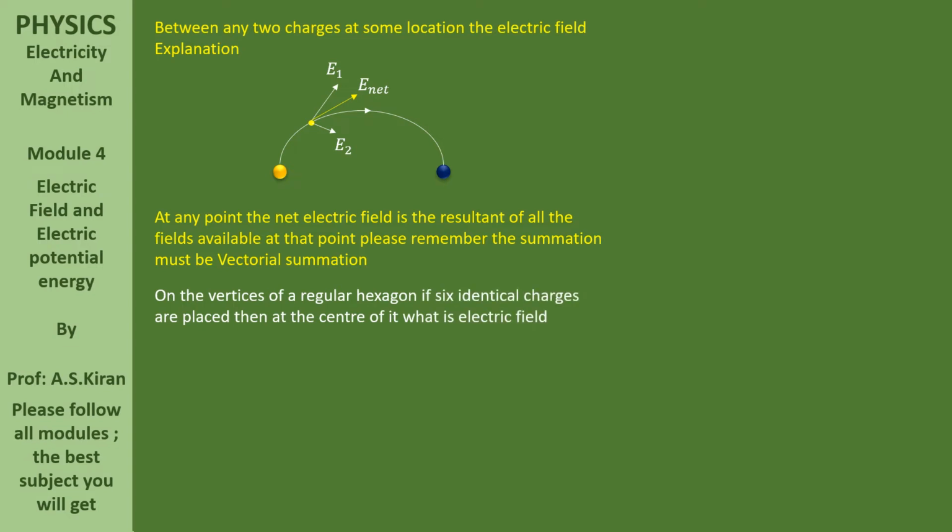Now, just for the example's sake, on the vertices of a regular hexagon, if six identical charges are placed, then at the center of it, what is the electric field? Let us observe the diagram once again.